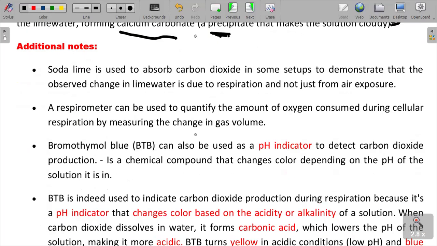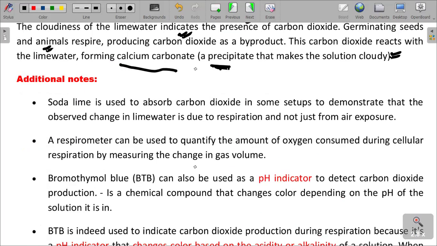So let's have the additional note. In conclusion, carbon dioxide is produced during cellular respiration, and it can be proved by testing it with lime water, which gives the changes that we are seeing there.